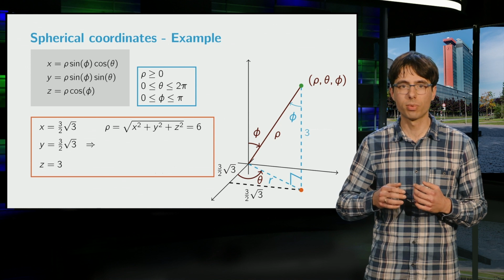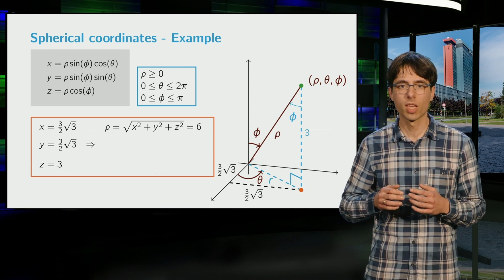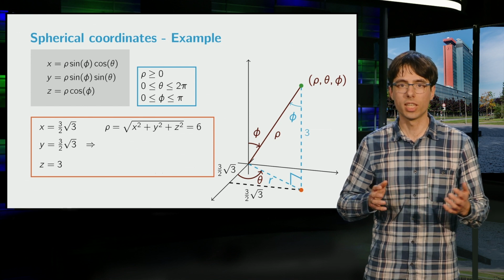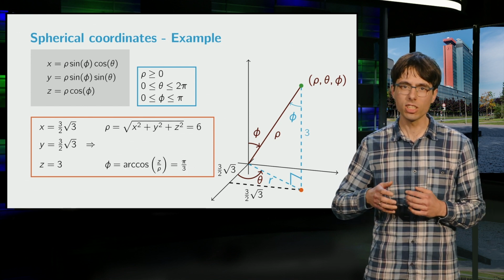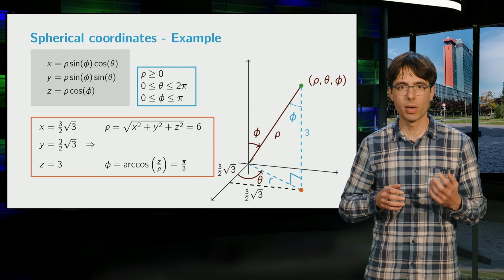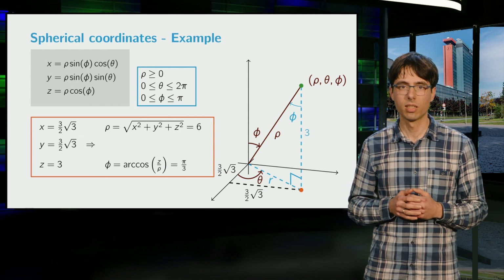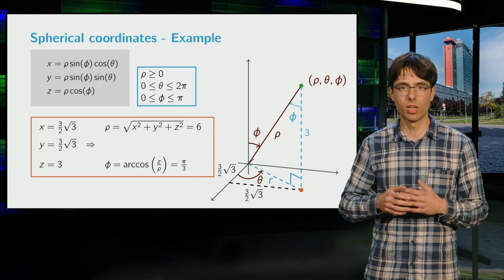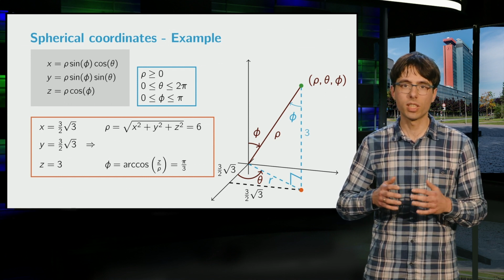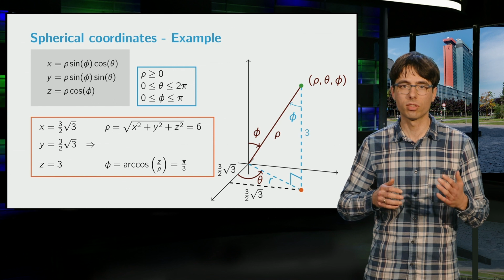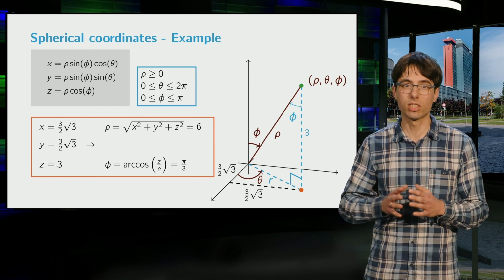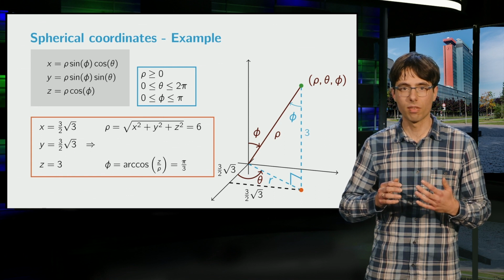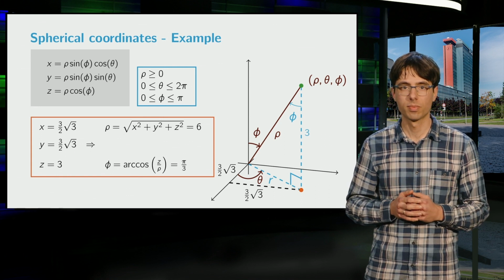First, as rho represents the distance to the origin, we can use Pythagoras' theorem to find out that rho equals 6. Next, we can try to compute phi by inspecting the formula for z. This tells us that the cosine of phi equals z over rho. Since the range of the inverse cosine is the interval 0 to pi, and phi is exactly in this interval, we can take the inverse cosine to find that phi is pi/3.